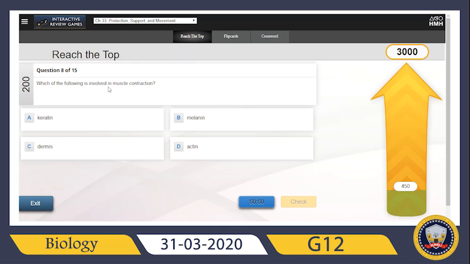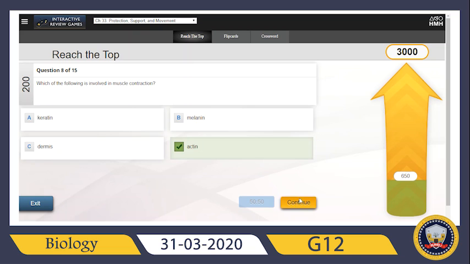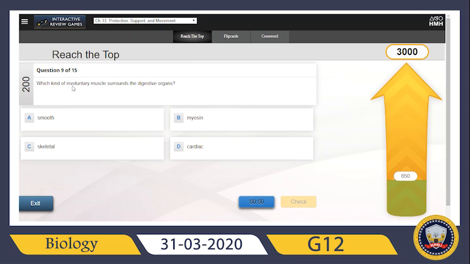Which of the following is involved in muscle contraction? Keratin, melanin, dermis, actin. Correct. Continue. Which kind of involuntary muscle surrounds the digestive organs? Smooth, skeletal, myosin, cardiac. Is it smooth or skeletal, myosin, cardiac?